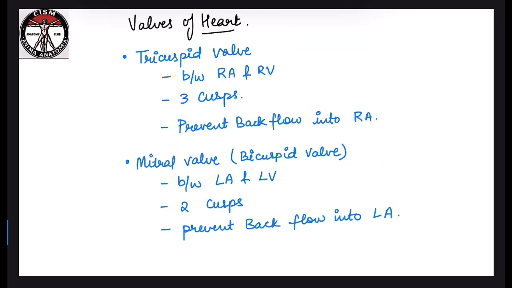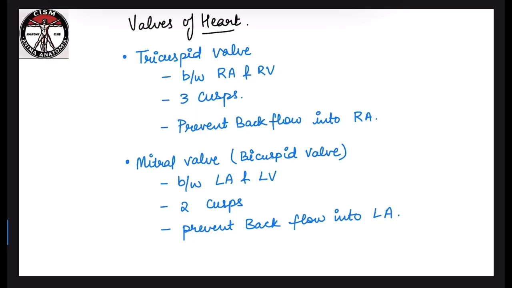Now, we will talk about the valves of the heart. There are two types of valve, known as the atrioventricular valve and the semilunar valve. In total, there are four valves located in the heart. First one is the tricuspid valve, which is between the right atrium and the right ventricle. It has three cusps, that's why its name is tricuspid valve. It prevents backflow into the right atrium.